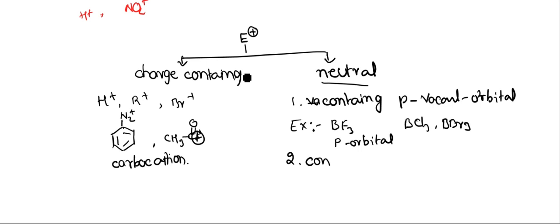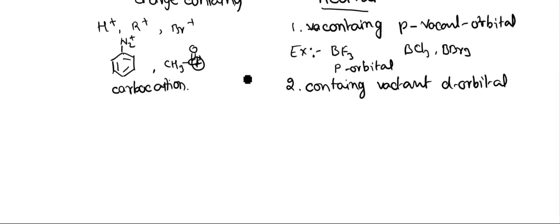So species containing vacant d orbitals can act as an electrophile. I'll give some examples like ferric chloride, FeCl3 and FeCl2, and some transition metal salts. So some vacant d orbital would be there, and those orbitals will accept the pair of electrons and act as an electrophile.